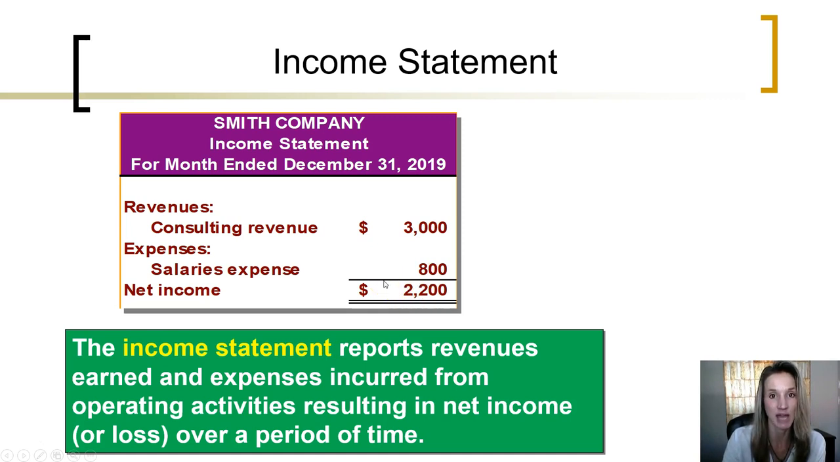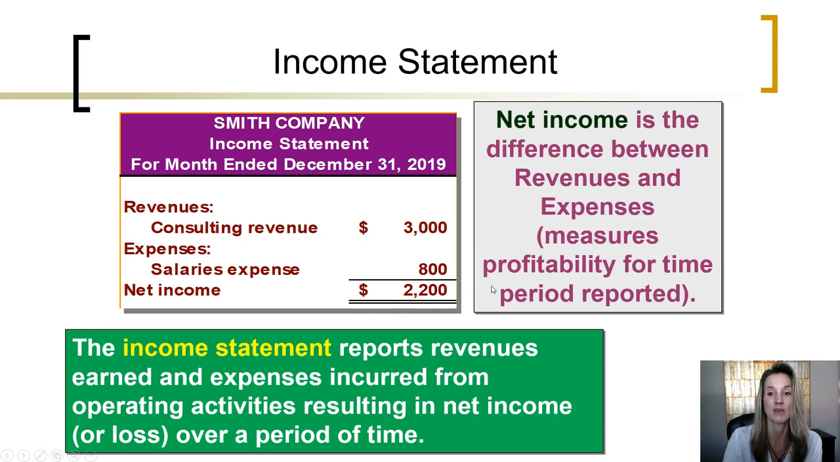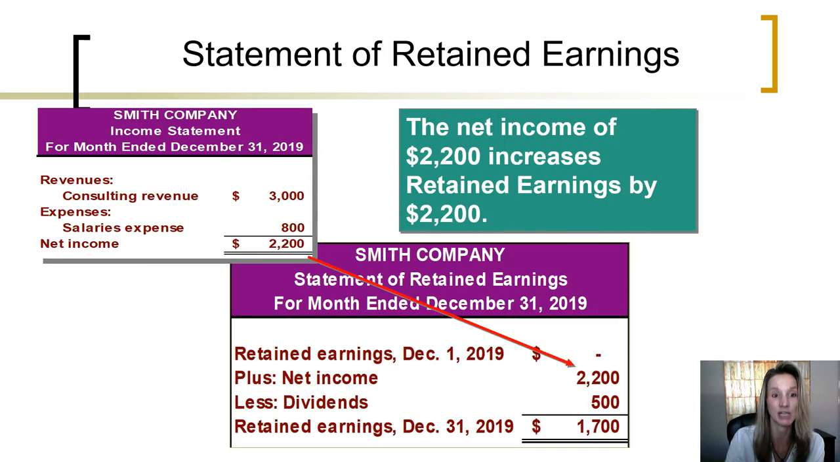Notice the single underline that represents a subtotal, indicating numbers directly above that line are combined to get the number below. This double line indicates a final total, reflecting the end of the statement. Net income is the difference between revenues and expenses, and it measures the company's profitability for the time period reported. Once the income statement is prepared, the company can then prepare a statement of retained earnings.